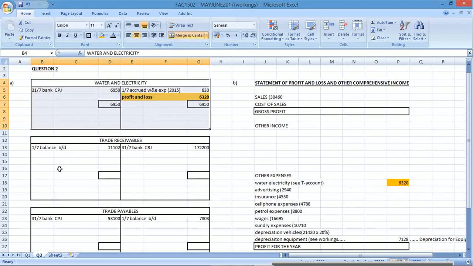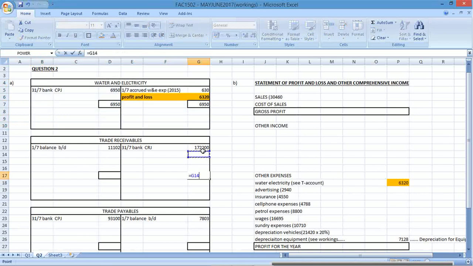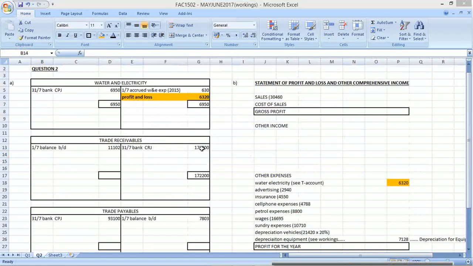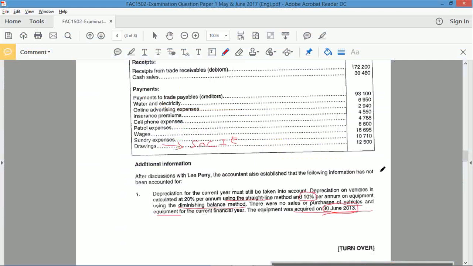That's the one amount. This account, which side's bigger? This side is bigger. But you actually need sales here. That's the thing. Trade receivables should have given you sales, but they didn't. Do you agree? Yeah. Right, there should have been sales here. There's no sales here. So I'm going to assume they said cash sales, but they didn't say credit sales. Do you see that?